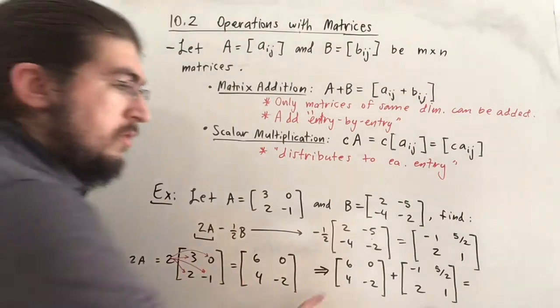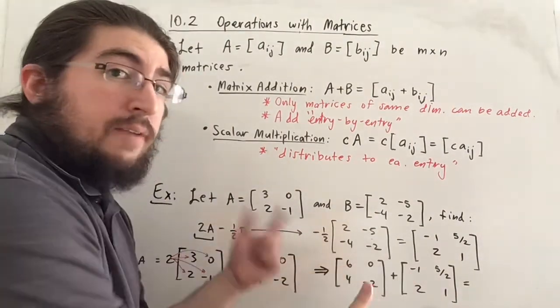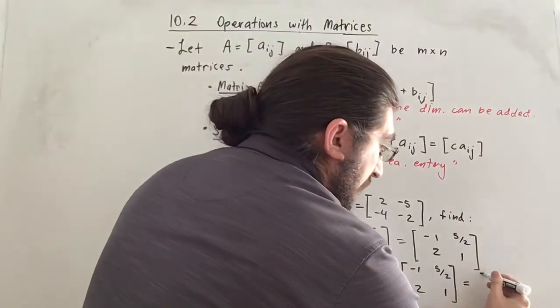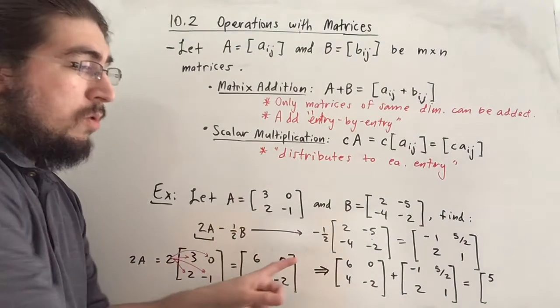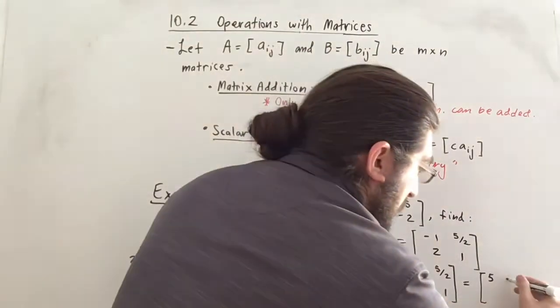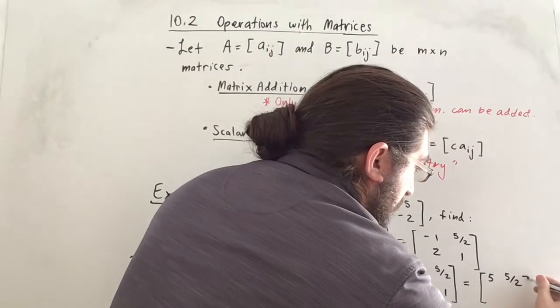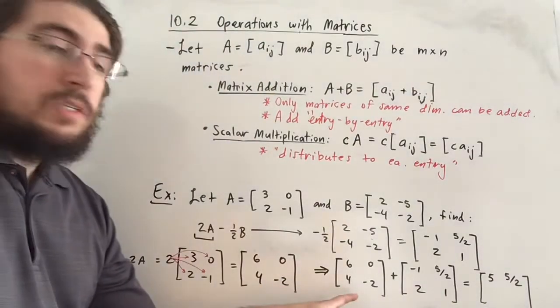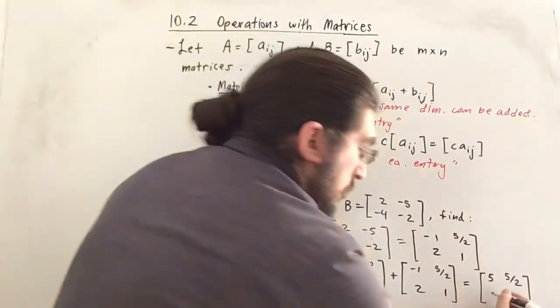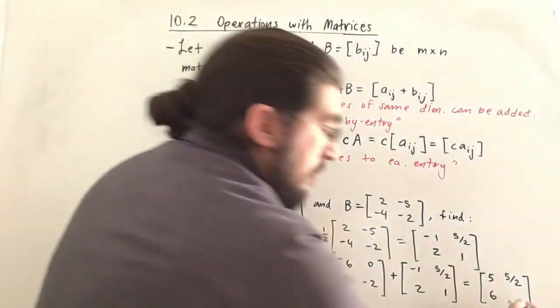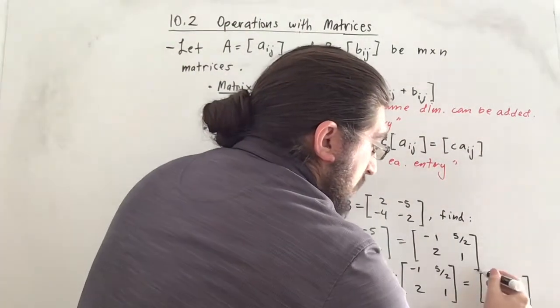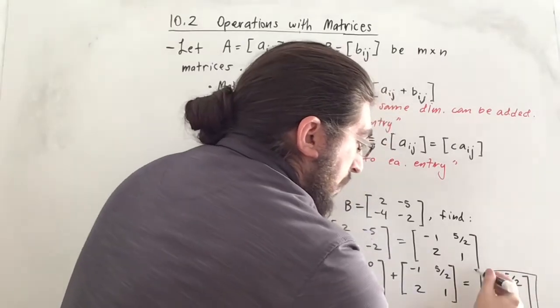So the first row, first column, look at those entries, 6 and -1, add those together, we get 5. Perfect. And now, first row, second column, 0 plus 5/2 is still 5/2. Great. Second row, first column, 4 plus 2 will be 6. Second row, second column finally is -2 plus 1 is -1. And that's our answer for this example. Awesome.